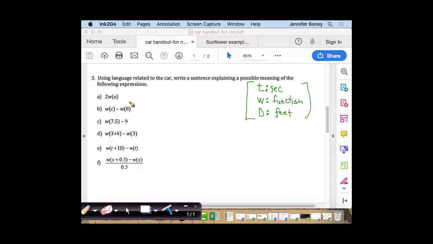What about the 2 here? Yeah, it's doubling something. So assuming that these computations make any sort of sense, I'd be doubling the value of W of A. So W of A would be the distance the car traveled after A seconds. So this would also then be an expression for distance, but it's twice the distance, right? Twice the distance traveled, measured in feet, after A seconds.